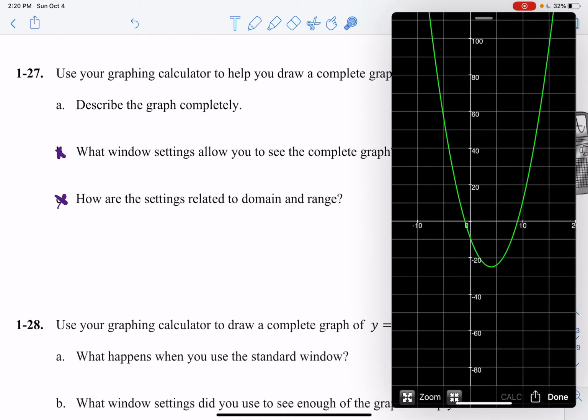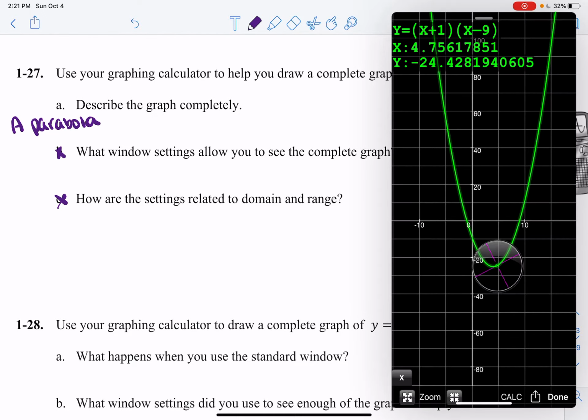Okay, so it wants us to describe the graph completely. Well, I see that it is a parabola, so that's fun. And then it also wants us to describe it completely. So let's think about more things about it. Well, if you remember about parabolas, we do have something called a vertex. So the vertex is like either the max or min point. So it could be here or here depending on how it's shaped. So in this case, we do have a vertex. It's the very bottom point. Ooh, and that's right there, the minimum.